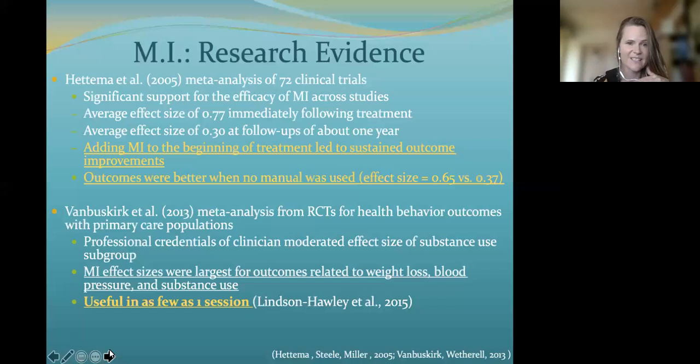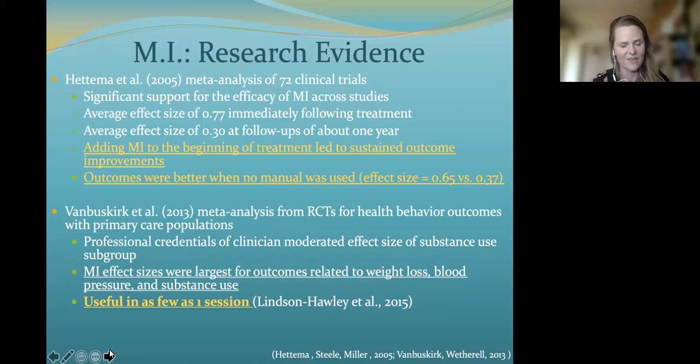So in terms of research evidence, it's very strong. There's some interesting findings that adding MI to the beginning of treatment led to sustained outcome improvements. And if you look at the second bullet point there, the effect sizes were largest for outcomes related to weight loss, blood pressure, and substance use, which, as providers on this ECHO, we know are very tough things to change. It says a lot about the strength of the approach.